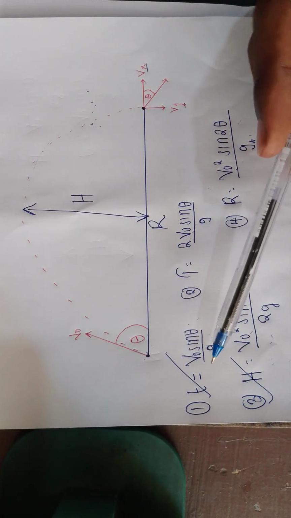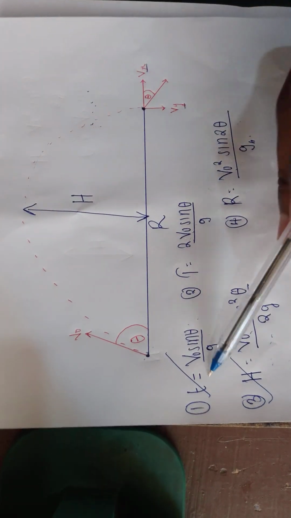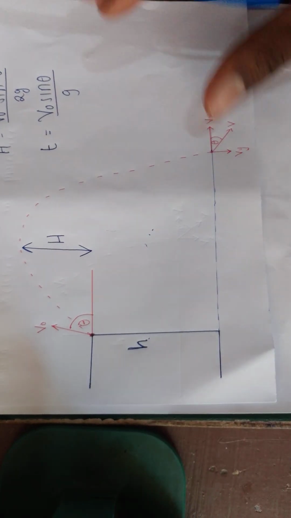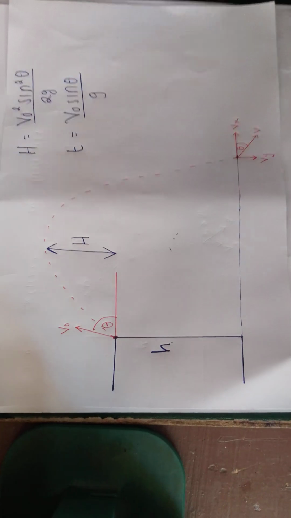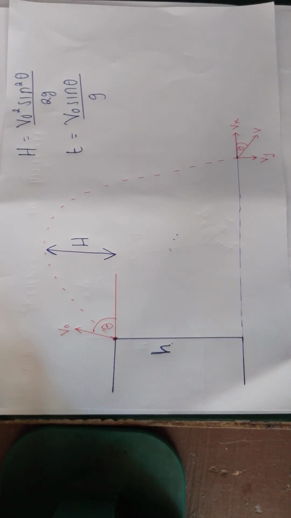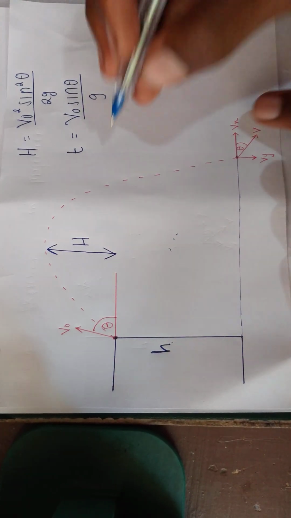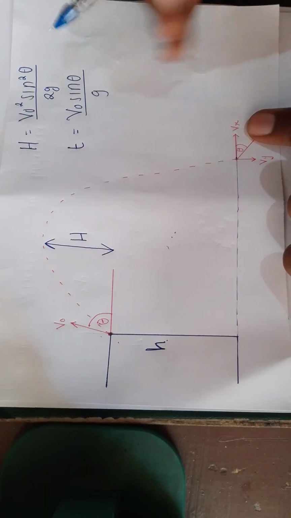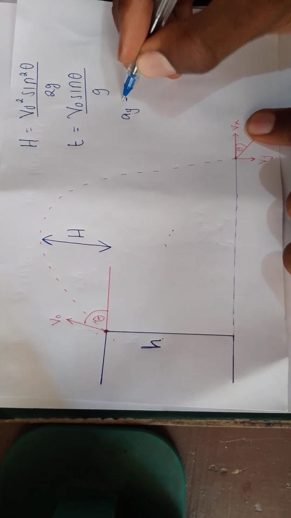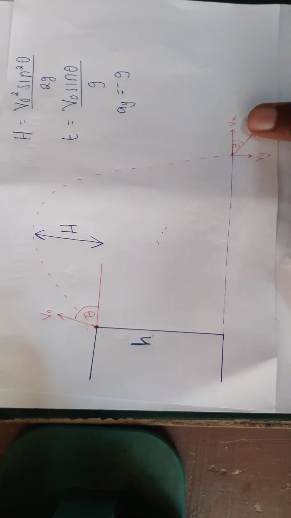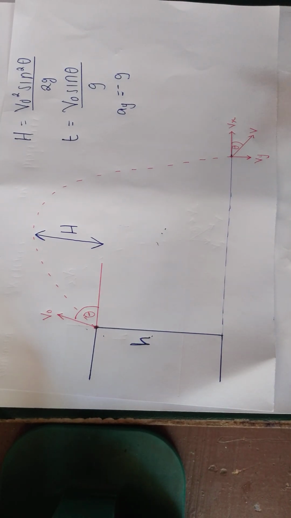So we are only getting two equations: the time taken to reach maximum height and the maximum height. Those are the two equations that we can also use on this sketch. Then the other thing that you should know about this sketch is that the ball is moving up, so the acceleration in the y is going to be negative g, since it is opposing gravity.